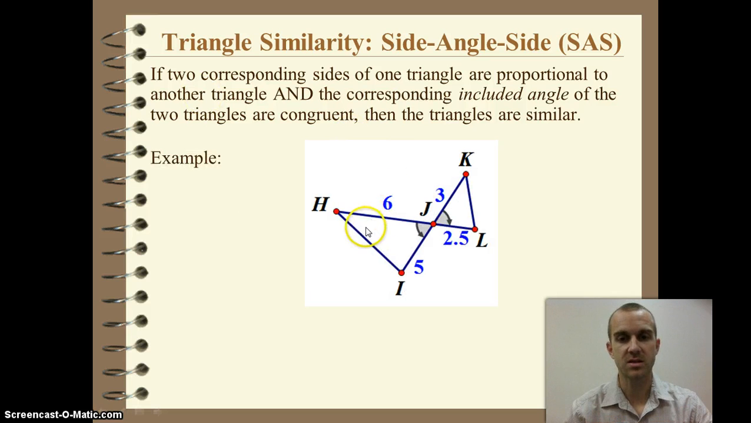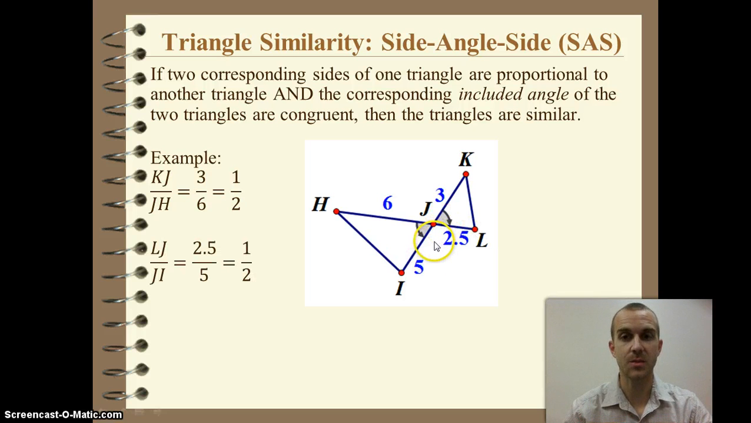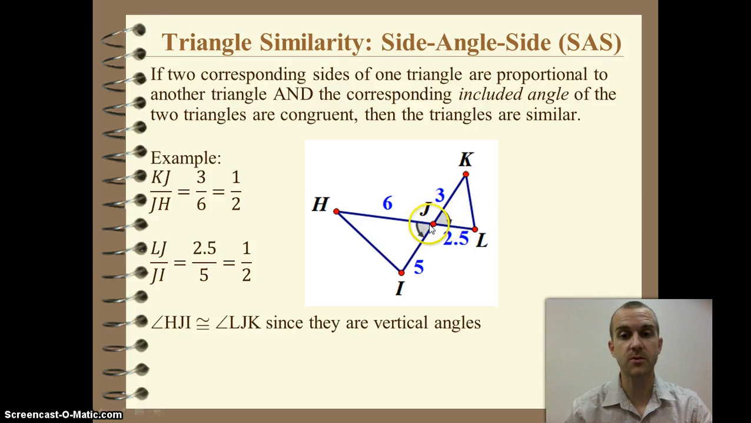So if I look at this, I could say that KJ over HJ is a 1 to 2 ratio. LJ to JI is a 1 to 2 ratio. So I got my two proportional sides. And if I look here, what I have is that HJI and LJK have to be congruent because they're vertical angles. So I have two sides proportional, the included angles congruent. So by side angle side, I could say that KJL is similar to HJI.